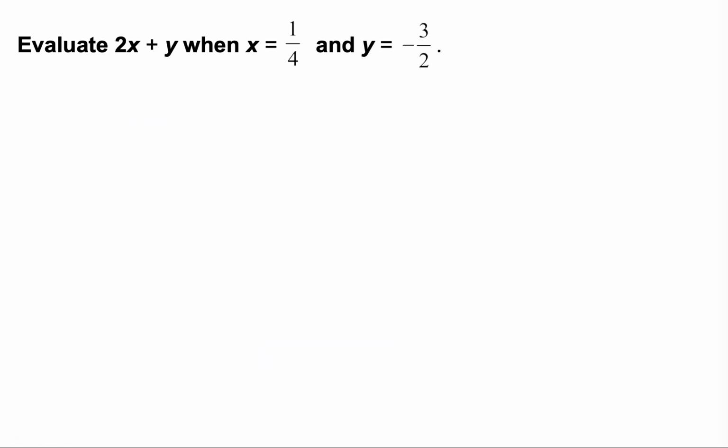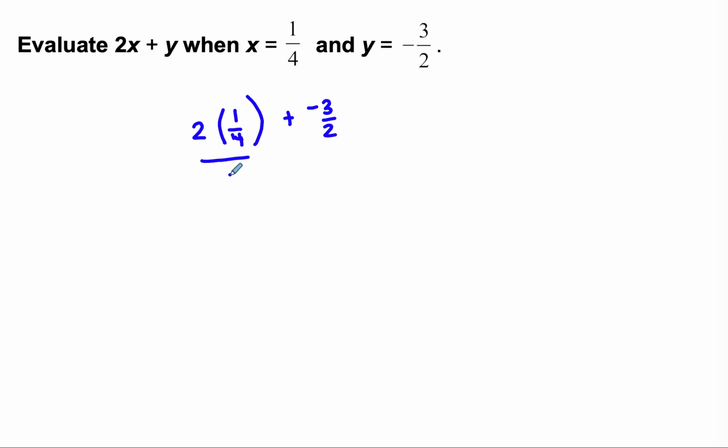All right, our next type of problem is an evaluation problem. So it says evaluate 2x plus y when x equals 1/4 and y equals -3/2. So 2 times x, 2 times 1/4. So 2 groups of 1/4 plus -3/2. Okay, so 2 times 1/4 means 1/4 plus another 1/4.